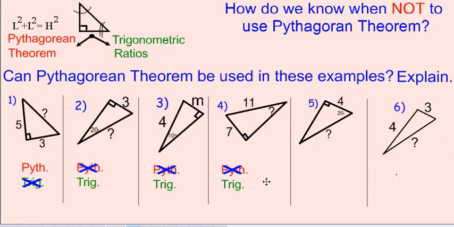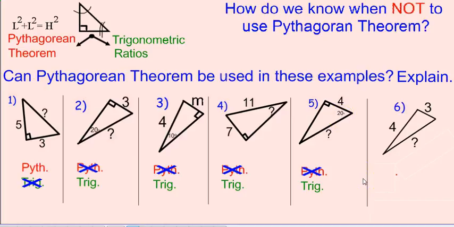Why? Notice the symbol of an unknown angle. If an acute angle is present, whether as a value or as an unknown element, the problem will involve trigonometric ratios. Number 5, trigonometry. An acute angle is involved.